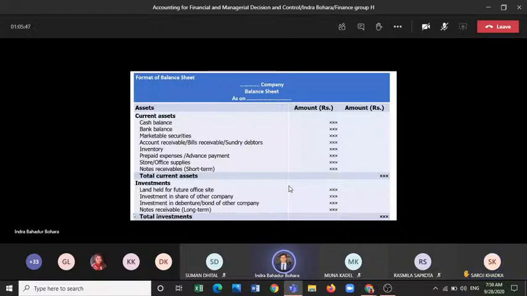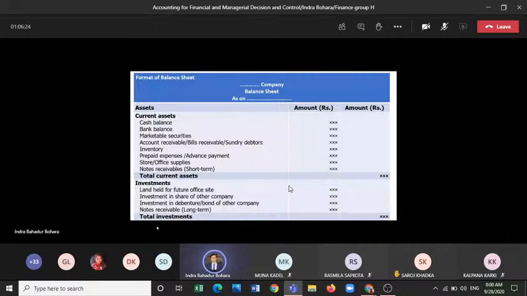Current assets. नोट रिसिभेबल र अकाउन्ट रिसिभेबल एउटै. अकाउन्ट रिसिभेबल, बिल्स रिसिभेबल थोरै फरक छ होला. Do you have any idea for account receivable, bills receivable and debtor? थोरै फरक छ. Notes receivable, bills receivable and notes receivable are same but slightly different here. त्यही फरक भएर म भन्दैछु.